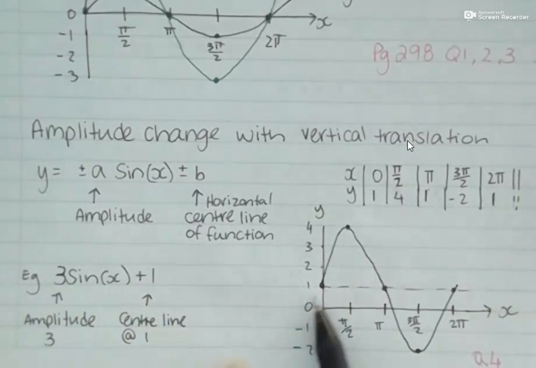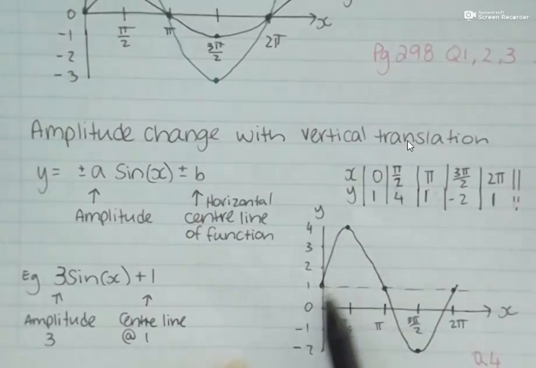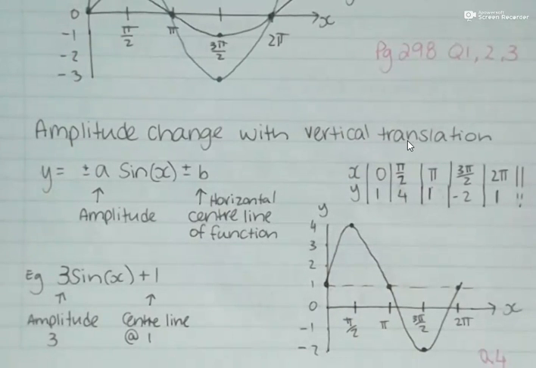Okay, so I like to sketch the horizontal dotted line in to help me with my sketch. Okay, I plot my values in about that line, and it helps with the nice curved shape. So have a go at question 4. It's combining your amplitude changes with your vertical translations as well.